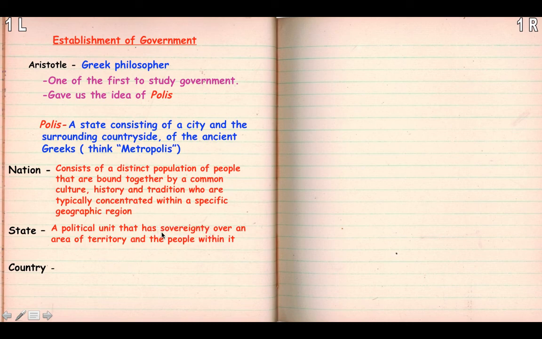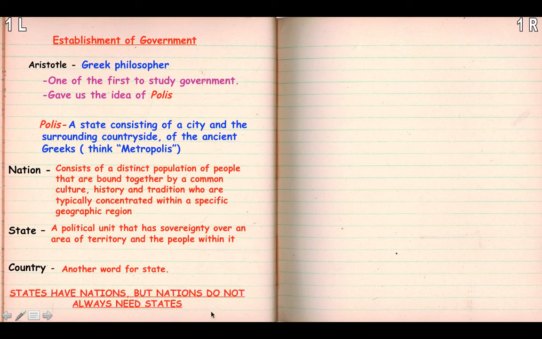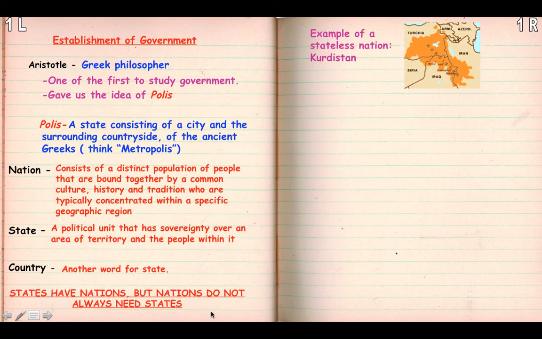A state is that actual political unit that has sovereignty. What sovereignty means is the ability to govern itself, okay? Think of reign right here. This form of reign means that you have authority over something. So like a monarch would reign over a certain territory. They have power over that territory. Sovereign means yourself. So be able to govern yourself. States have nations, but nations do not always need states.